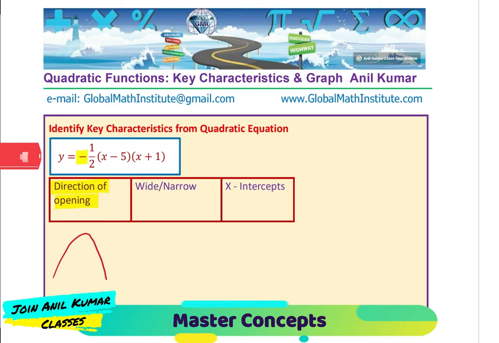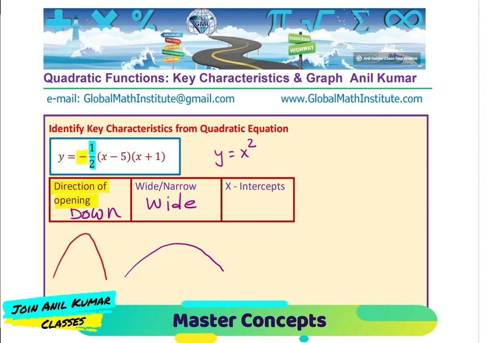Wide or narrow. That is decided by the factor which multiplies the factored form. It is half. Half really means that it is going to be wide. So I'm going to make it wide like this, right? That is how it will be when we are comparing with the graph of y equals x squared. I'm drawing it downwards since we already know that it is downwards, correct? So we know this is going to be wide, and we have also figured out the direction is down.